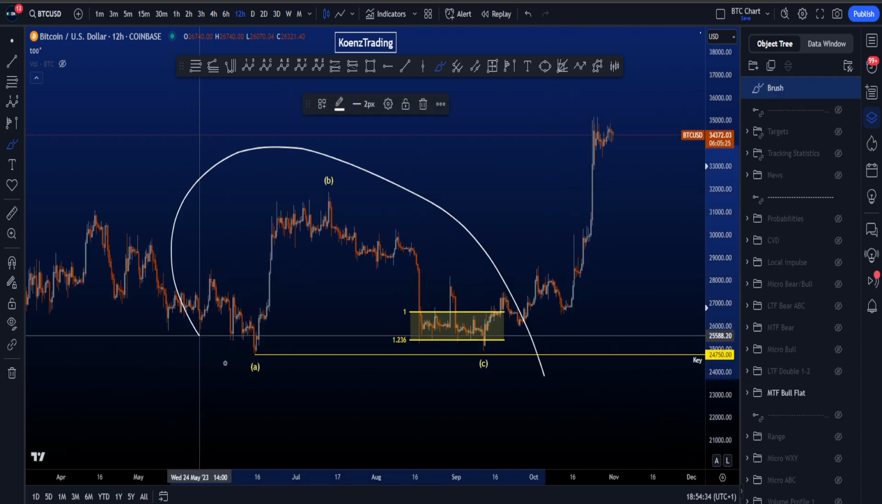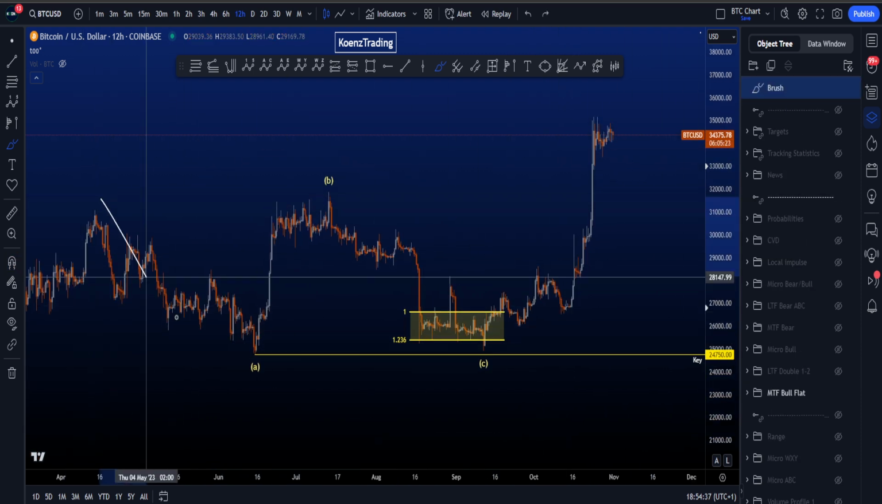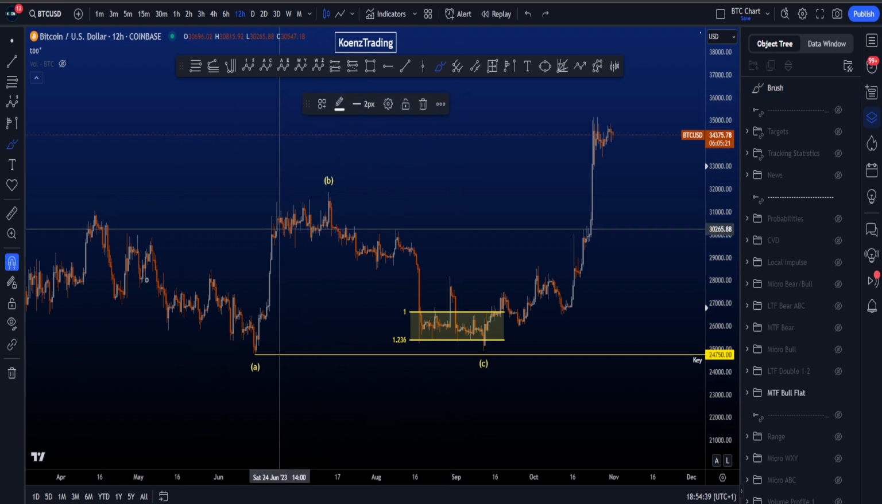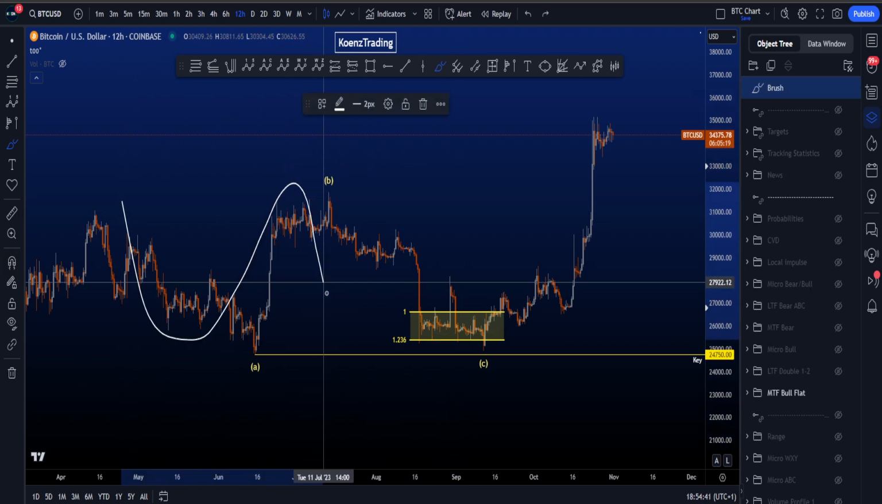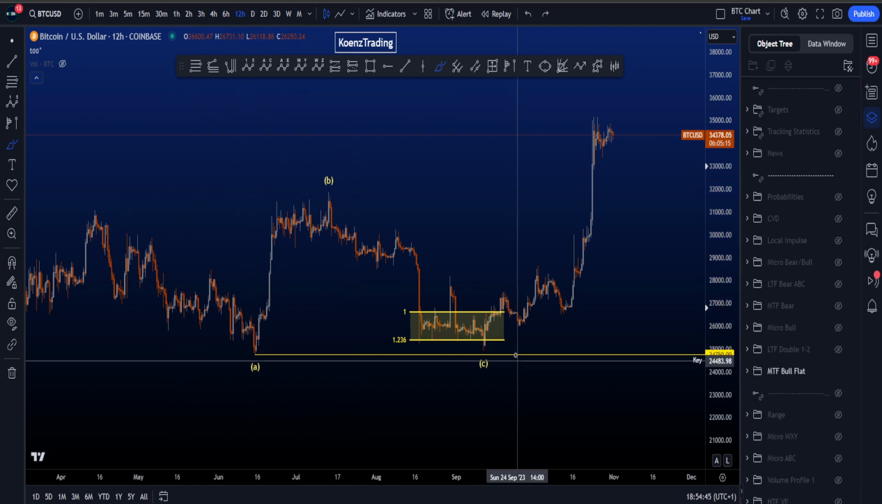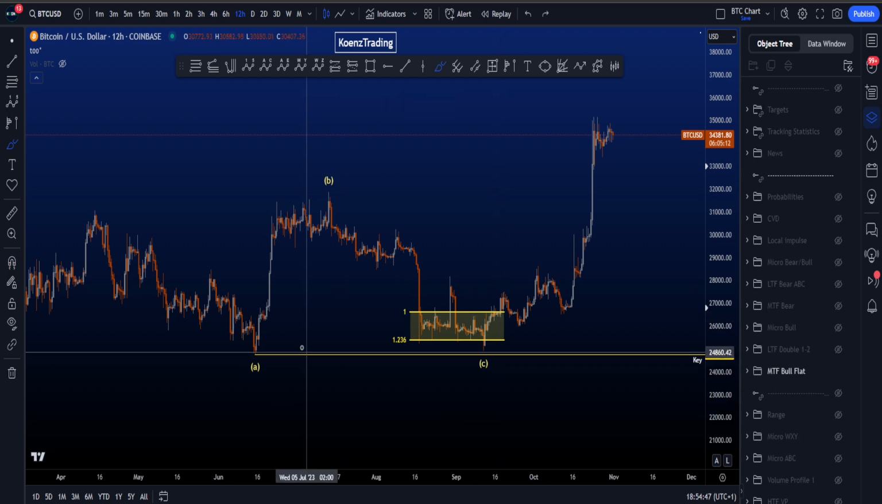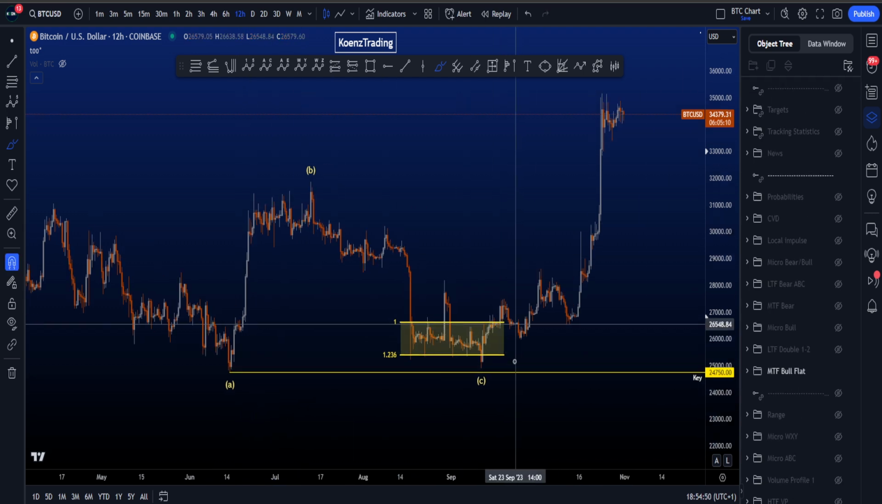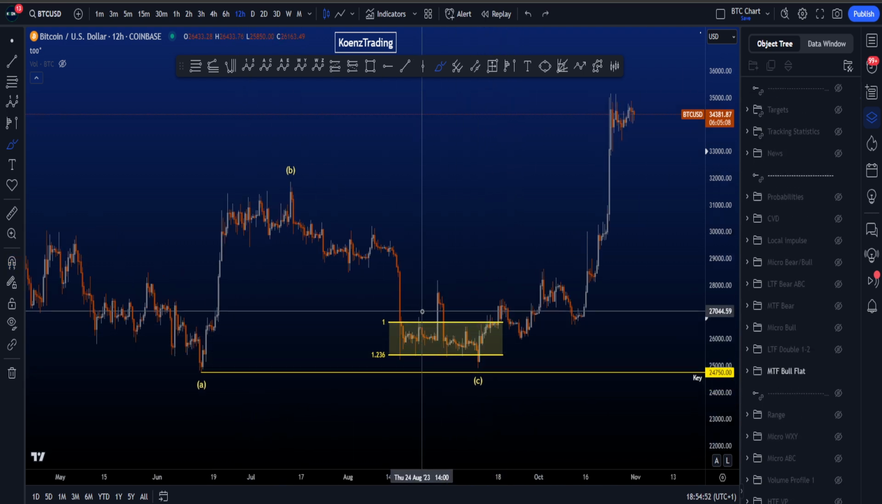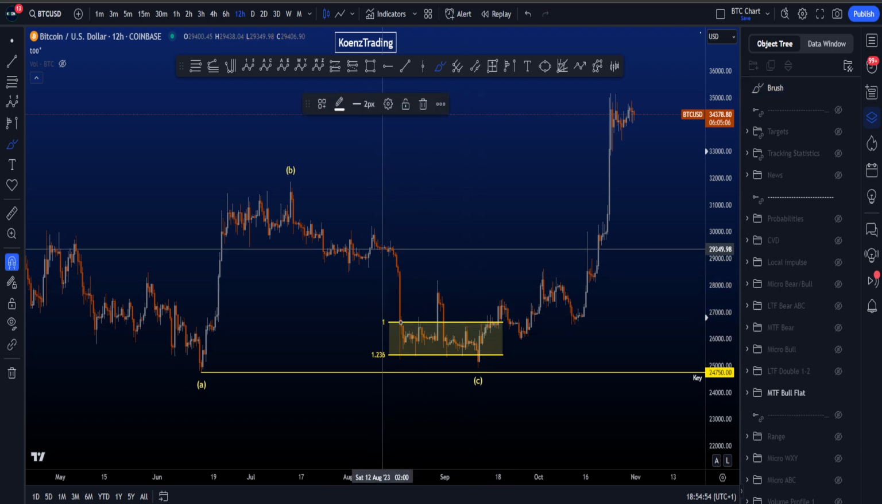A running flat is, however, very rare. The most common flat pattern is an expanding flat. Then you have a regular flat, which is more of a sideways structure, but wave C does take the low of wave A, and then a running flat, where as mentioned, C does not take the low of wave A. Also, for a wave C in a running flat, most commonly the golden pocket is the target for a reversal.